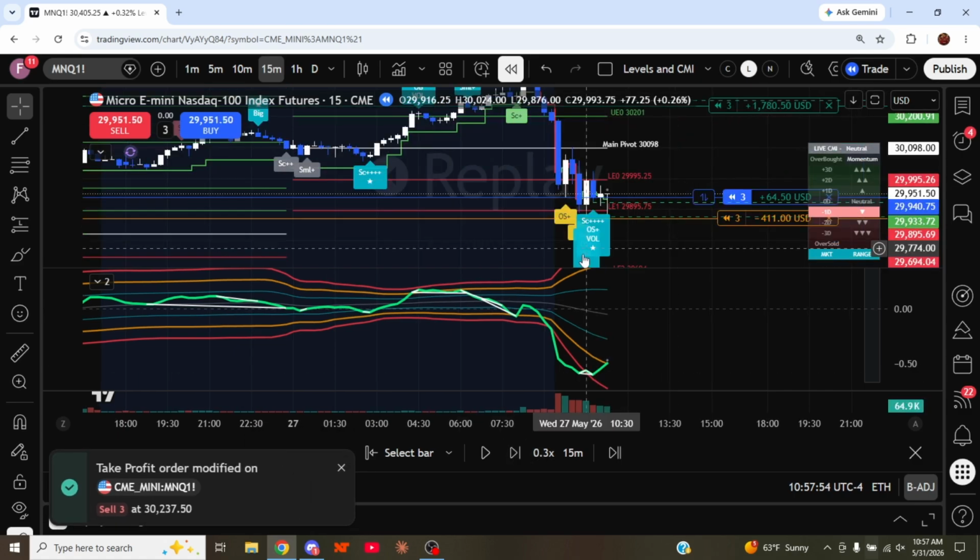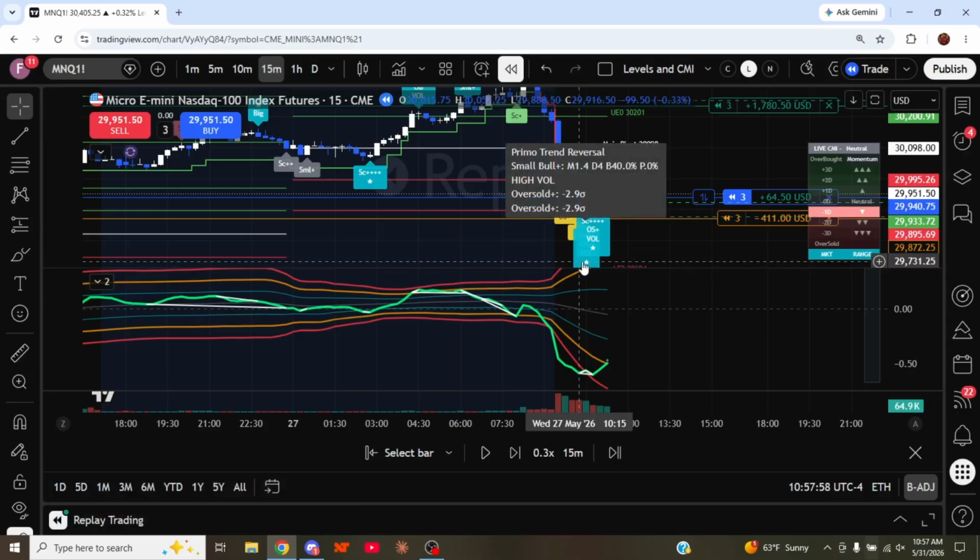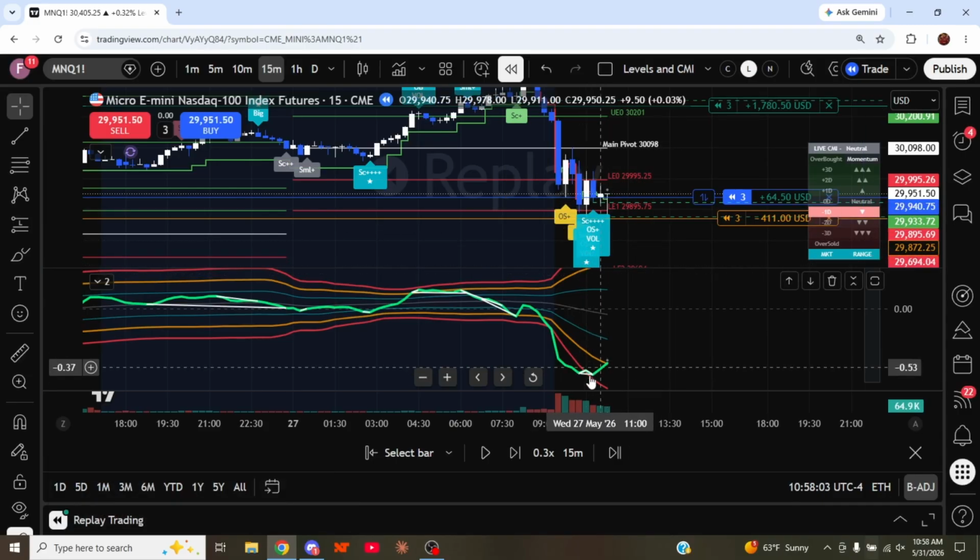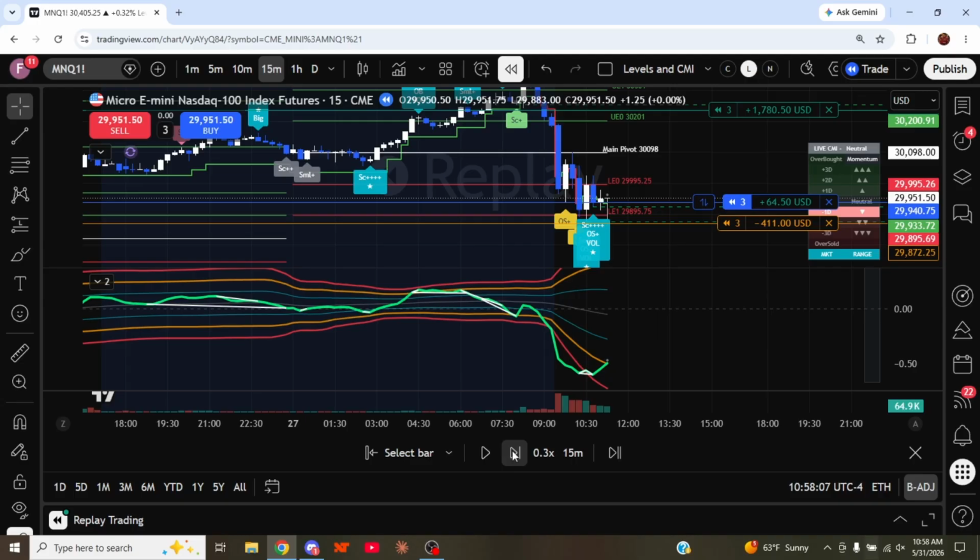Oh, we just got a blue tag. Oh, damn, we just got multiple blue tags. So multiple good trend reversals. Small bull scalp, high volume. You can see this big turn up like this. Really liking this move now.